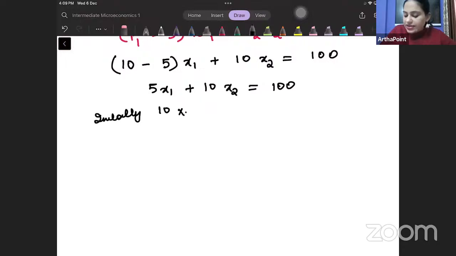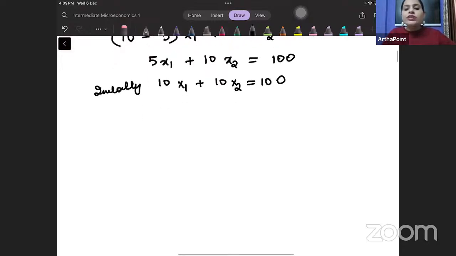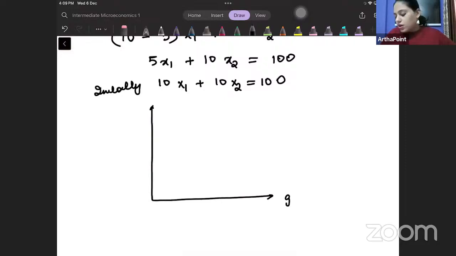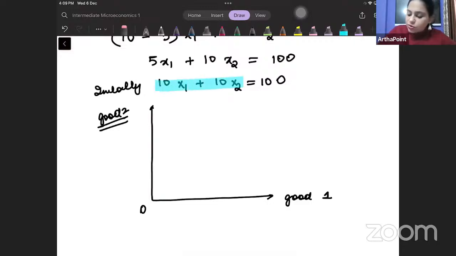It was 10x1 plus 10x2 equal to 100. If I want to plot these two budget lines, how can I do the plotting? I can take good 1 here. I can take good 2 here. Beta, look at this initial budget line.